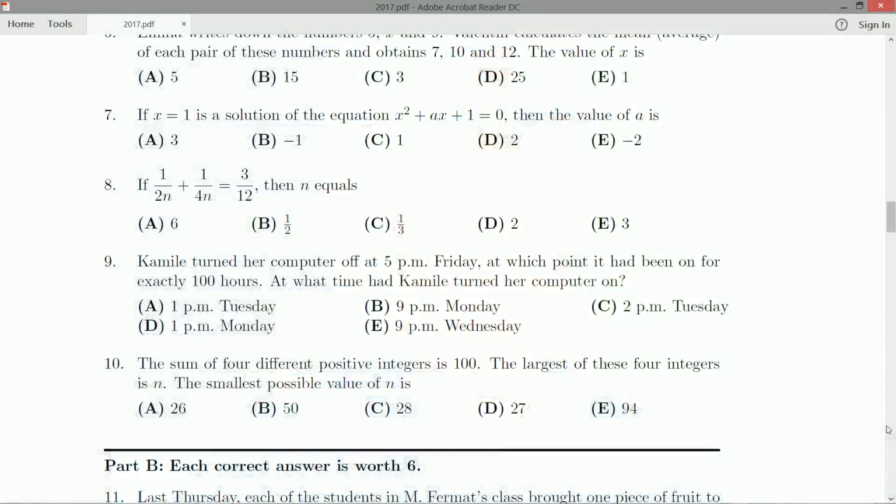We're going to be looking at question number 8 in this video. Question 8 on the 2017 Fermat paper from the University of Waterloo. I've got my pen ready. Hopefully you've got your pencil ready. And let's take a look here.